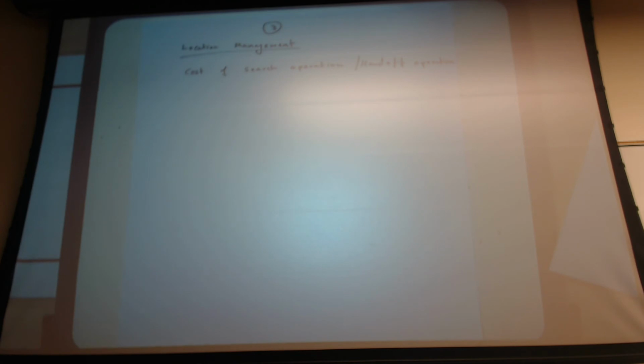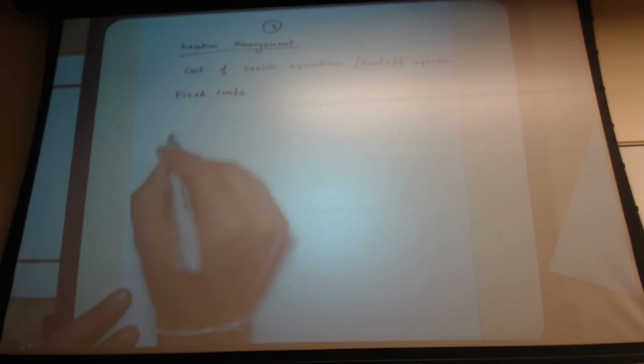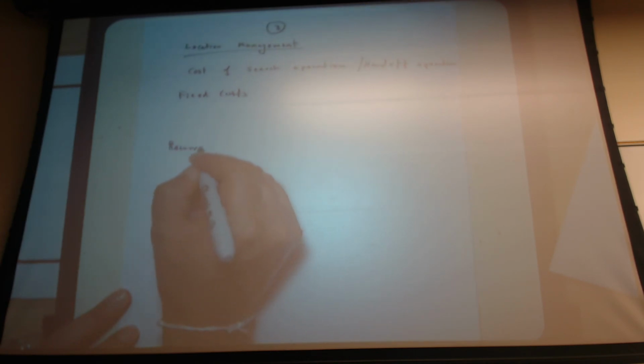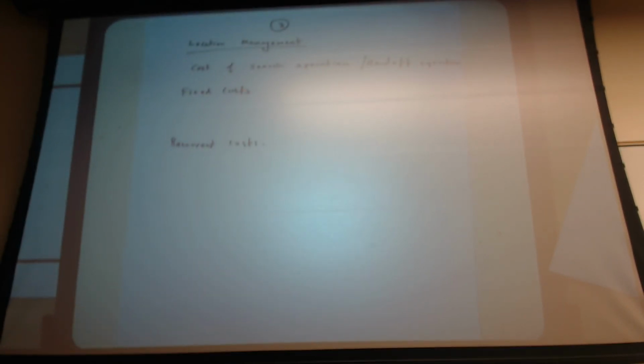So there are two different types of cost: fixed cost and recurrent cost. If you think about it, when you first bought mobile phones, maybe 10 years back, the mobile phone plans used to cost much more than what they cost now. So why is that? The reason is that there is some fixed cost which was already overcome.